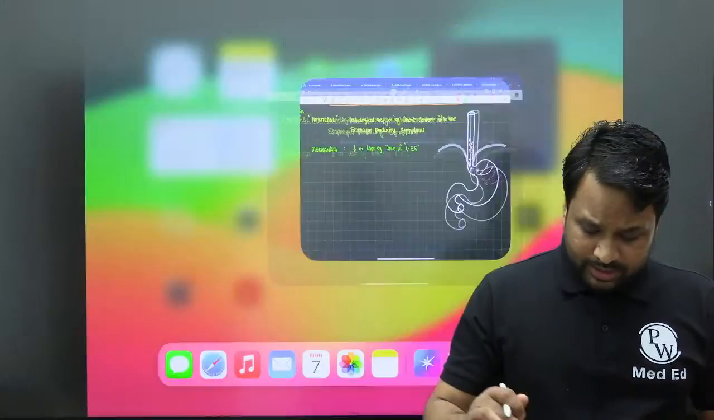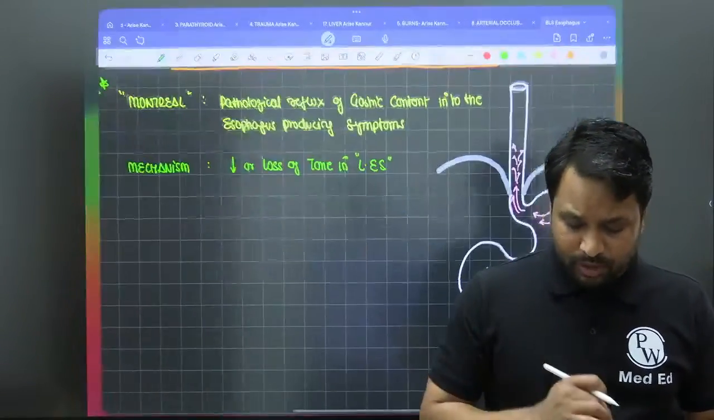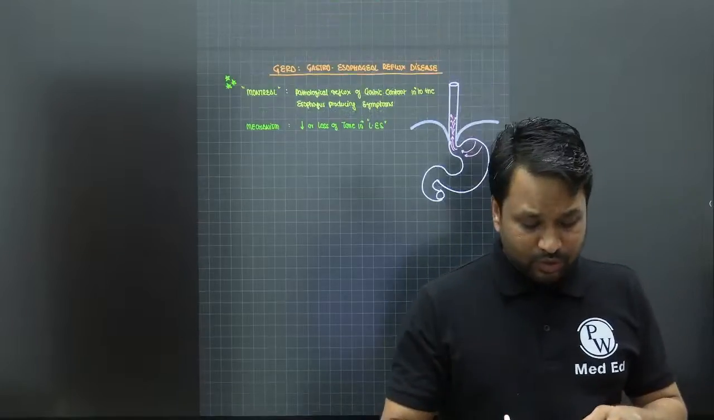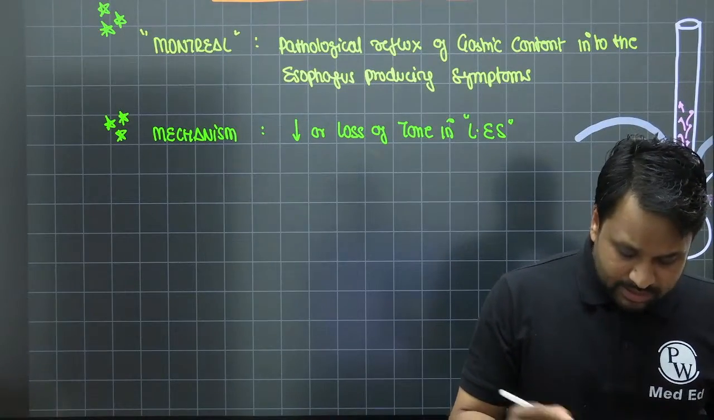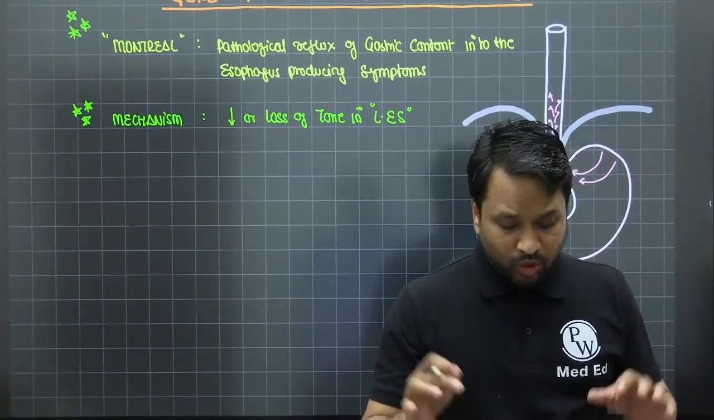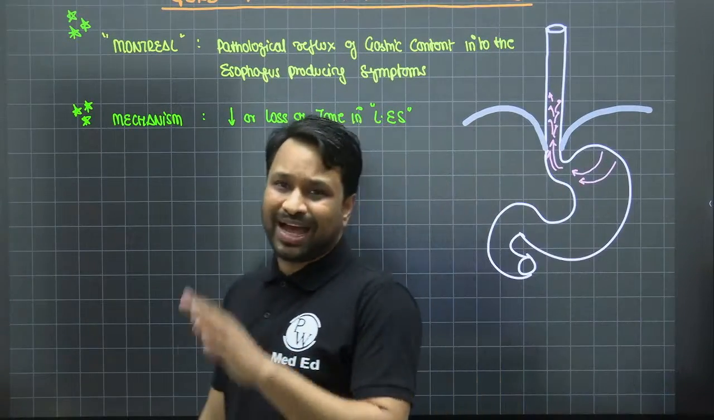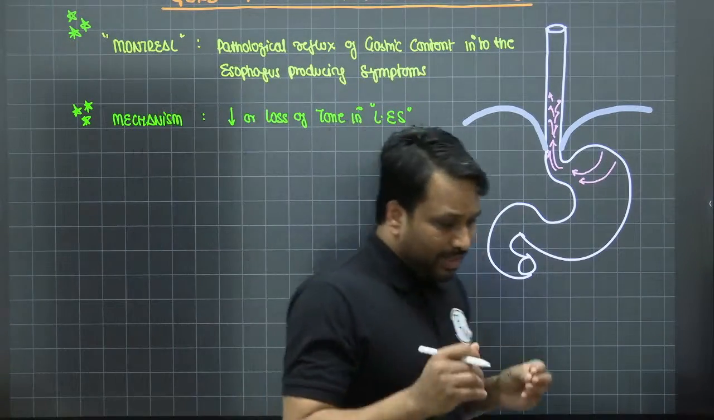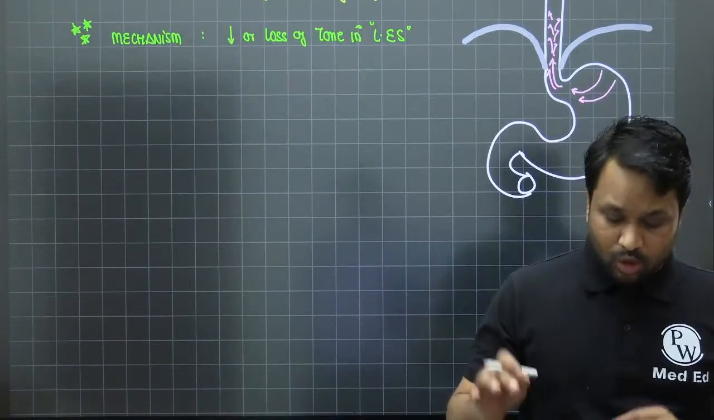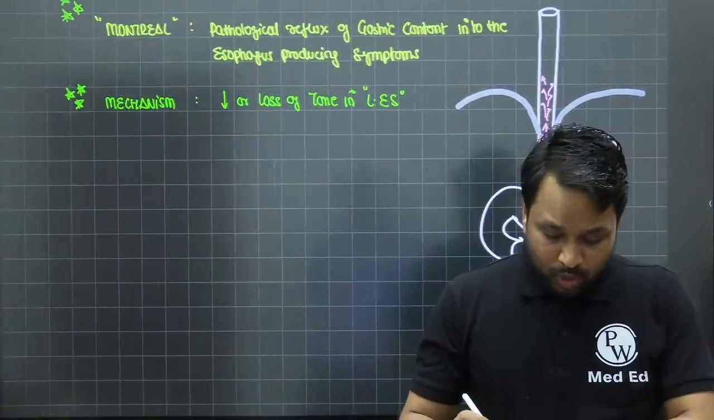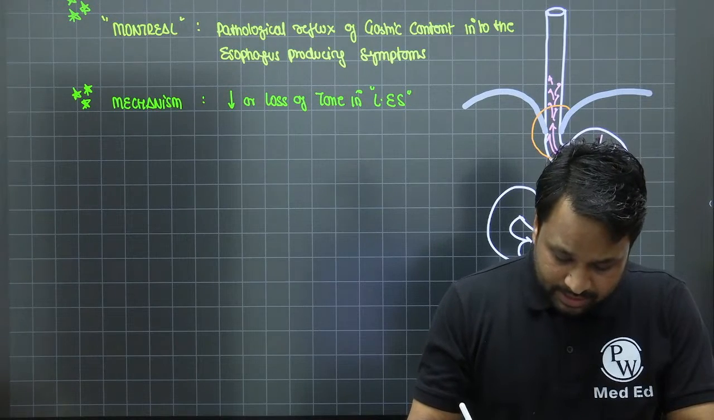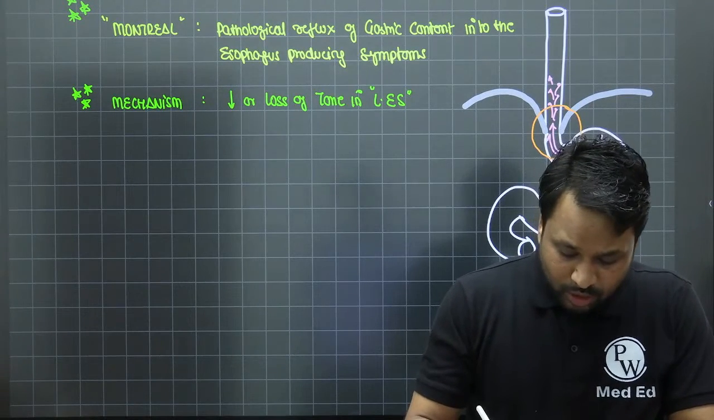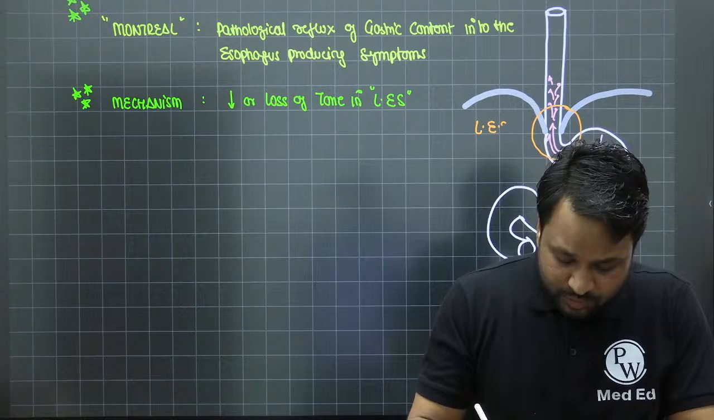If I say what is the single most important mechanism that results in this reflux to happen, that most important mechanism is nothing but decrease in or loss in tone of the lower esophageal sphincter. As simple as that. Now my question to you is, what causes this decrease? So we are more worried about what is the reason that the tone at the lower esophageal sphincter decreases. So we're talking about the lower esophageal sphincter, right?